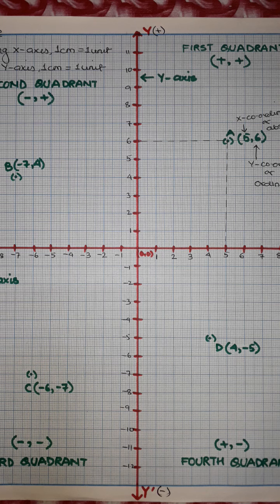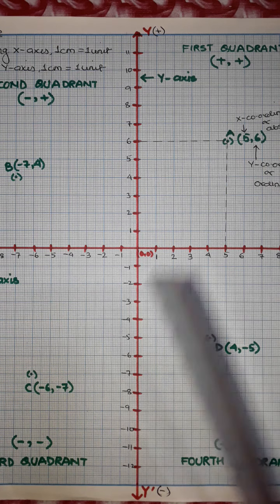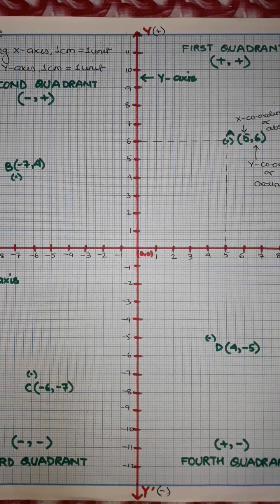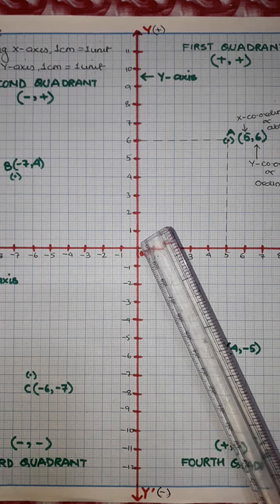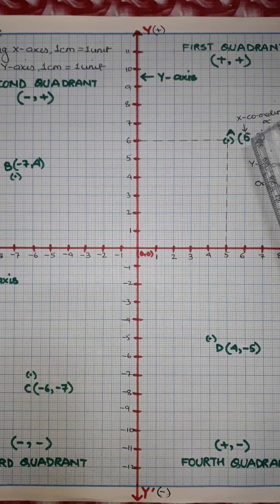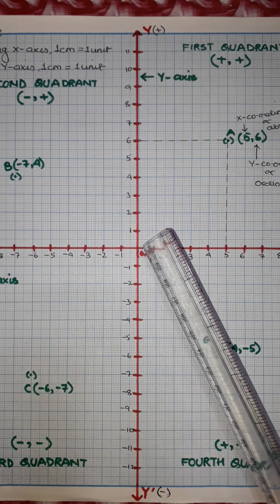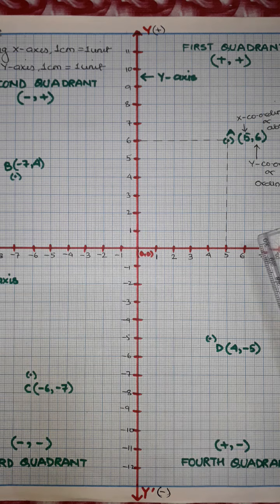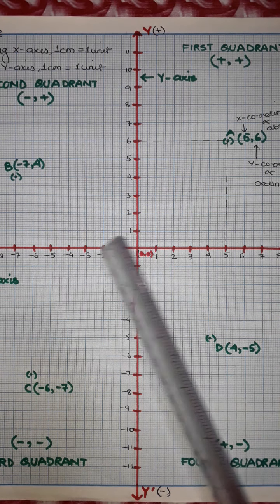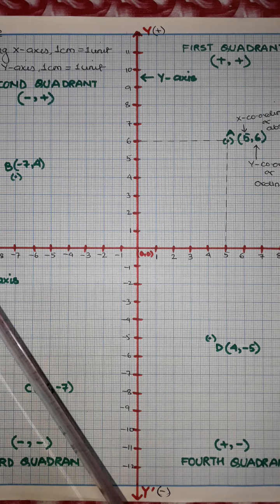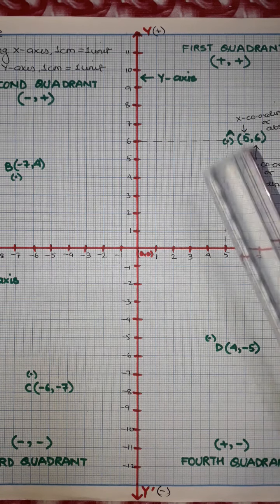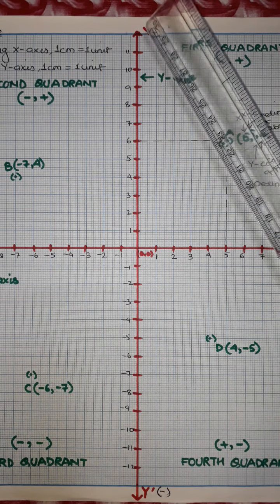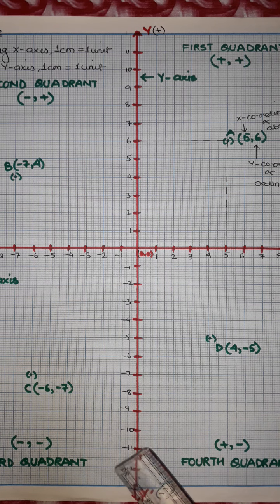They are, in fact, two number scales intersecting each other at right angles so that the 0 points coincide. This point of intersection is called the origin. The horizontal line x o x dash is called the x-axis, and the vertical line y o y dash is called the y-axis.